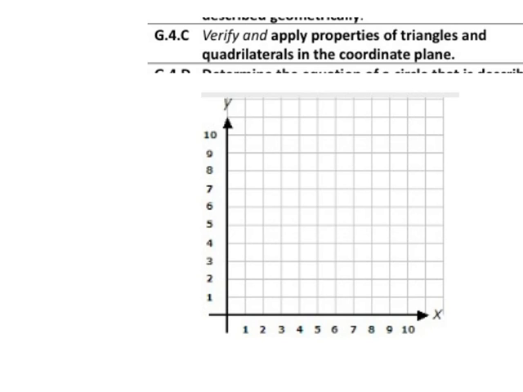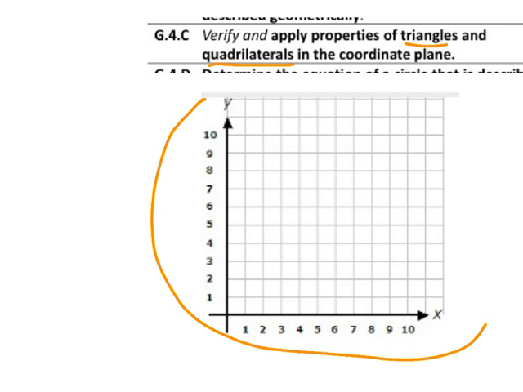This is G4c, and we're talking about applying properties of triangles and quadrilaterals in the coordinate plane. Basically, this topic is a way of getting at your understanding of triangles and four-sided polygons while working on a coordinate plane. That's why I have the coordinate plane here. You're going to end up doing a lot of problems like a couple of examples I'm going to show you here.